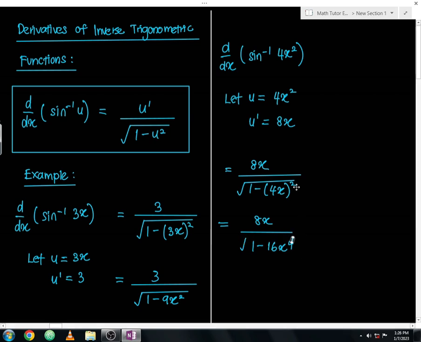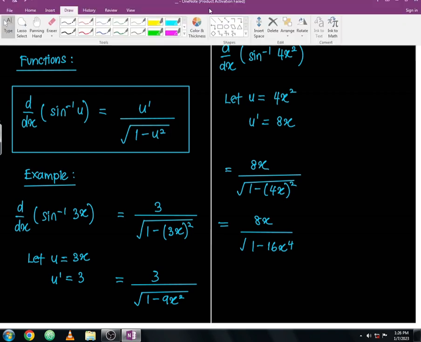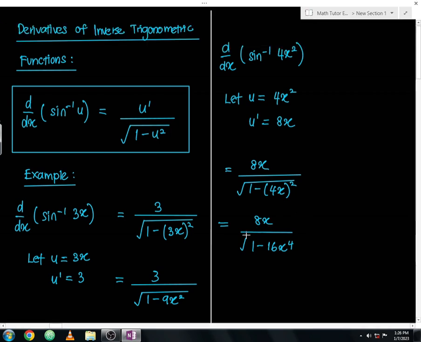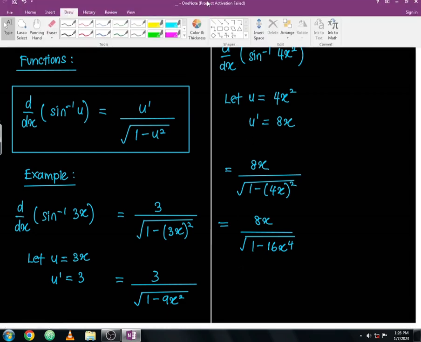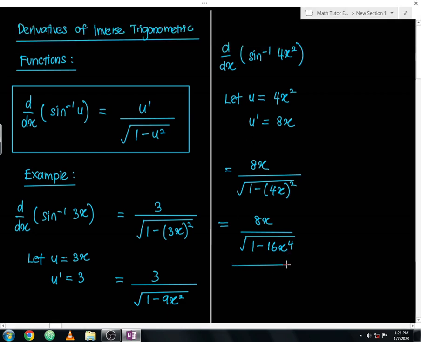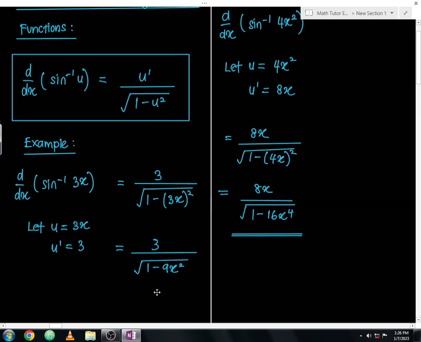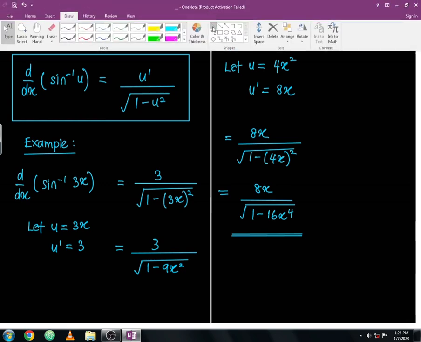Oops. Okay, please hold on. Okay, let me underline the solution, and for the first one as well.